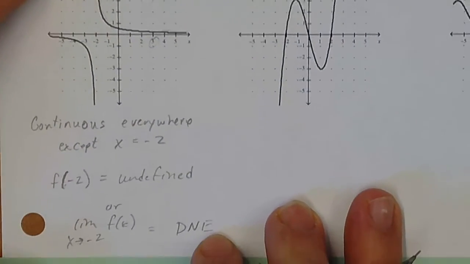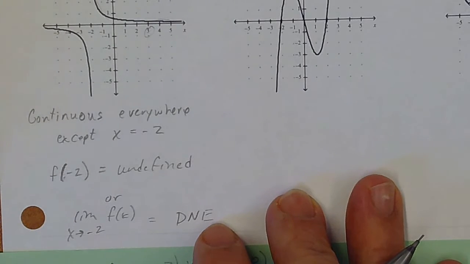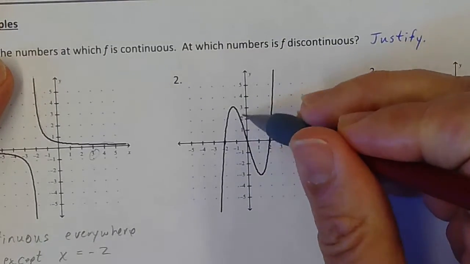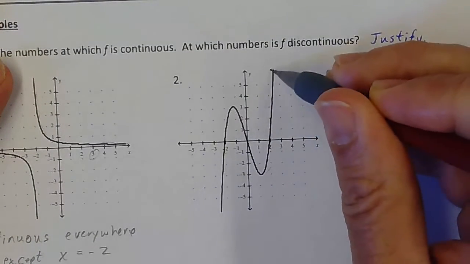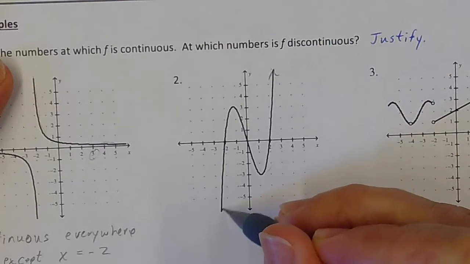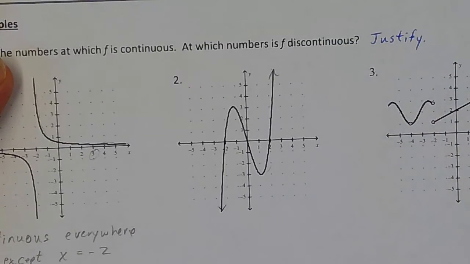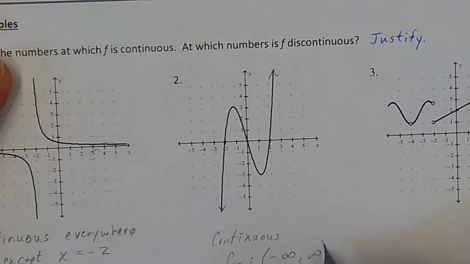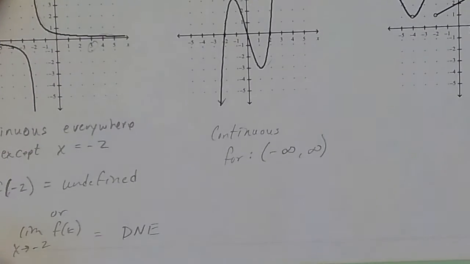All right. Number 2, find the numbers at which f is continuous. This just looks like some variation of y equals x cubed. This is a cubic function. It's going to be continuous for all x. These have arrows on it to show that it keeps going, right? It's just a computer program, so it's not there, but we can assume it's going to continue. So this is continuous for, I'll just put, negative infinity to positive infinity. Or you could say in words, continuous for all x.